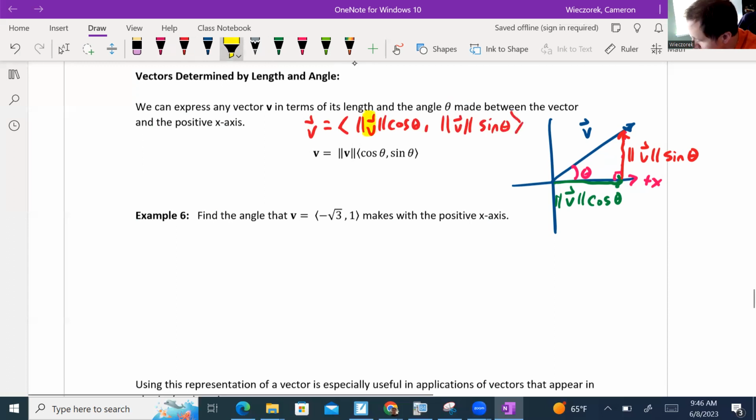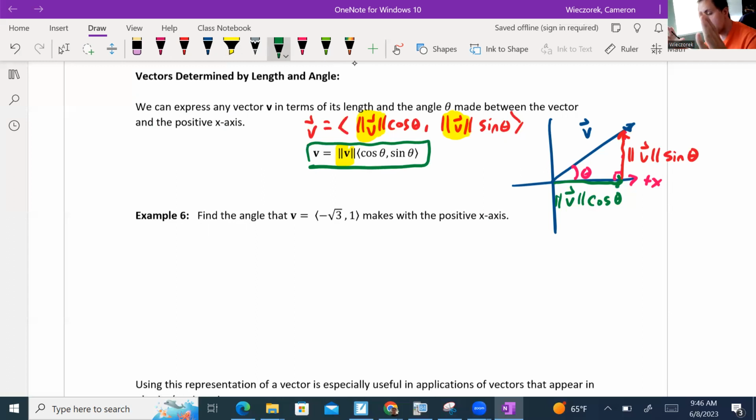And notice both of those components have a magnitude of v involved, so we can factor that out. And so any vector can be written as its magnitude times the cosine of the angle between the vector and the positive x-axis, and then for the y component, the sine of the angle between the vector and the positive x-axis.